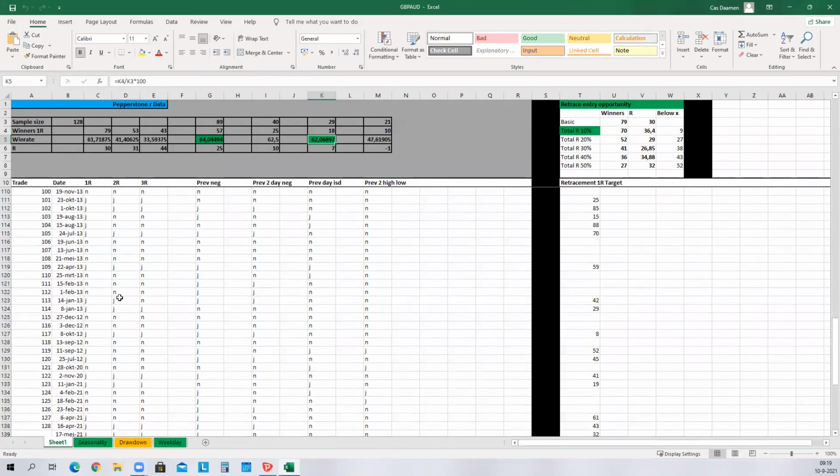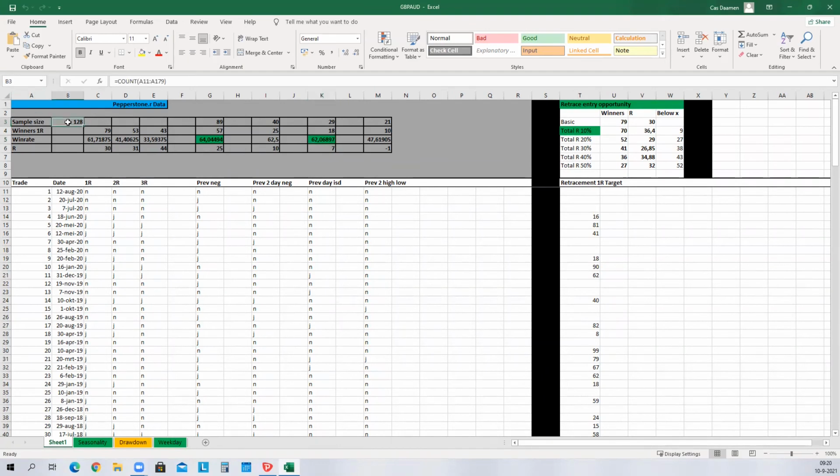So yeah, this has been tested back to 2012. So lots of data there. So yeah, this data is reliable. Sample size of 128 trades.